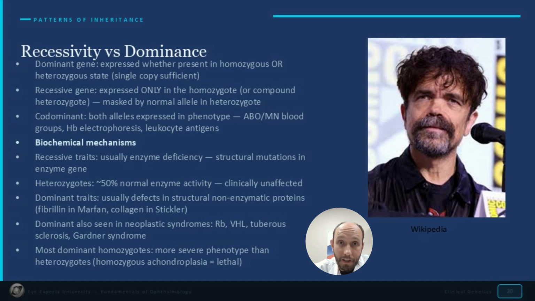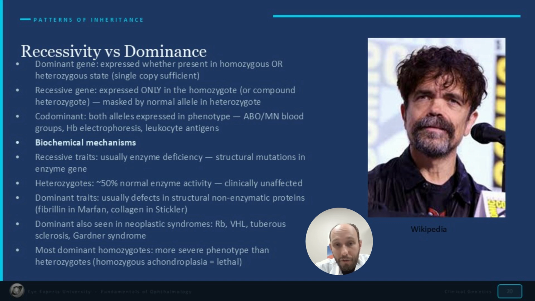Recessive versus dominant genes. A dominant gene is expressed whether it's by itself or if it has two copies, a homozygote. Just one copy is sufficient. A recessive gene, on the other hand, only is expressed as a phenotype if the copies are the same in a homozygote. If there's a normal allele, it's going to compensate for the recessive gene. Sometimes you can even have codominant expression where each of the alleles gets expressed, for instance, blood type. But usually it's a recessive or dominant mechanism.